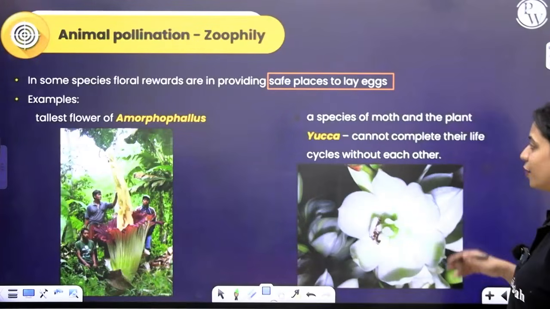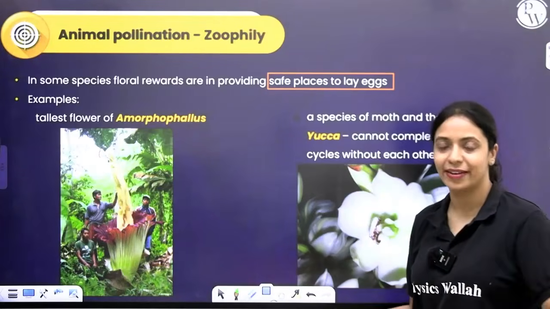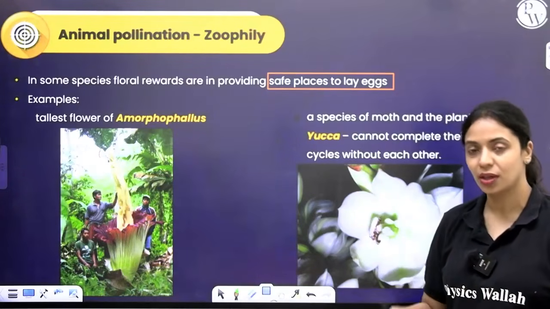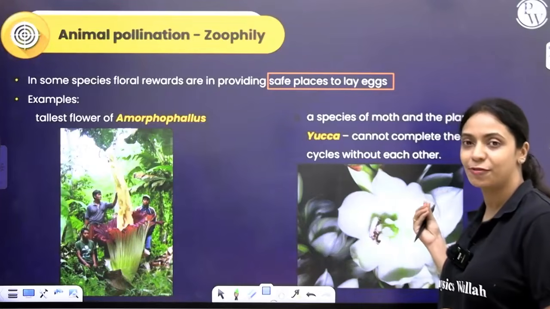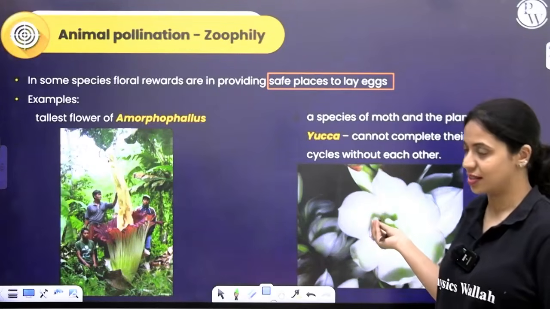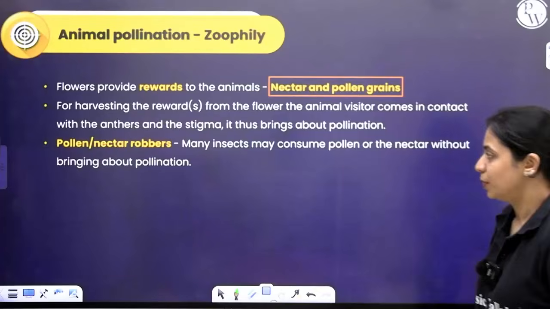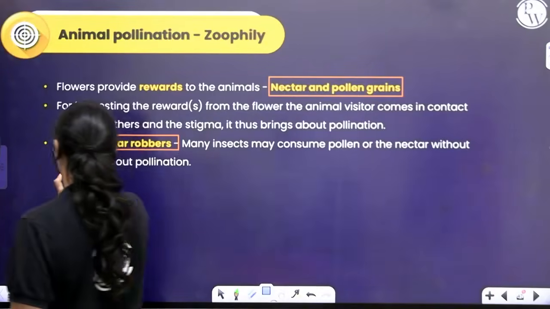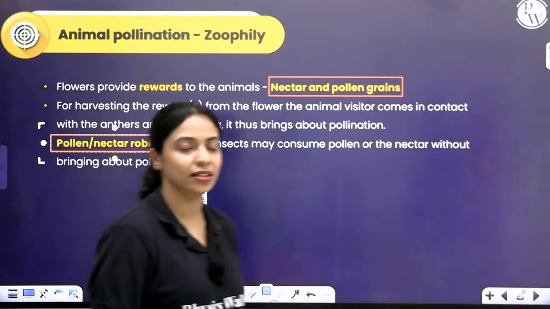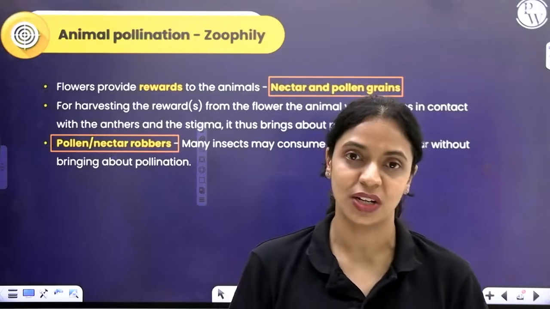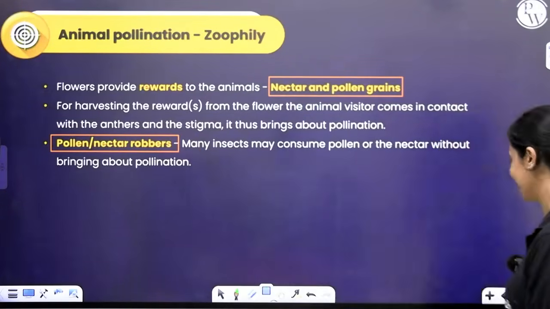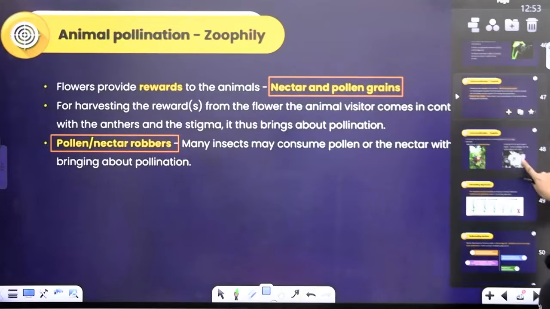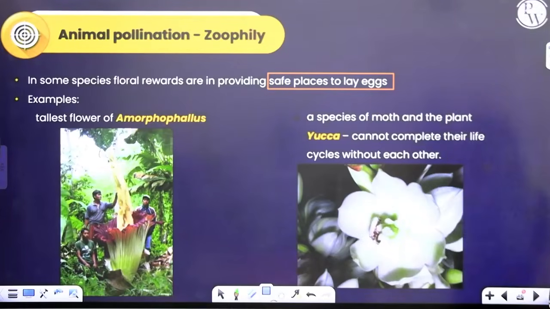And you also have a species of plant called yucca and a specific species of moth called yucca moth, which will bring about pollination in this plant. And this flower provides a safe place for this moth to lay its eggs. And sometimes some insects come, they take the pollen, they drink the nectar and they leave without bringing about pollination. They are called nectar or pollen robbers. So that's about the different agents used for pollination.